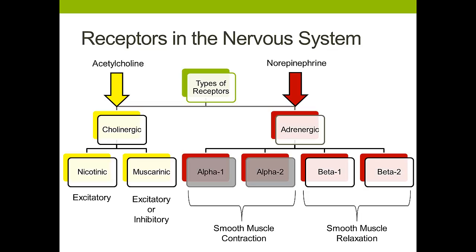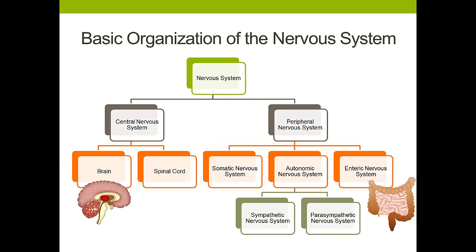Now that we have an understanding of the different types of neurotransmitters and receptors, let's look further in detail at these concepts in the autonomic nervous system. The autonomic nervous system is responsible for the unconscious activities of the body, such as your heart rate, blood pressure, or movement of materials through the GI tract. There are two different divisions of the autonomic nervous system: the sympathetic division and the parasympathetic division.